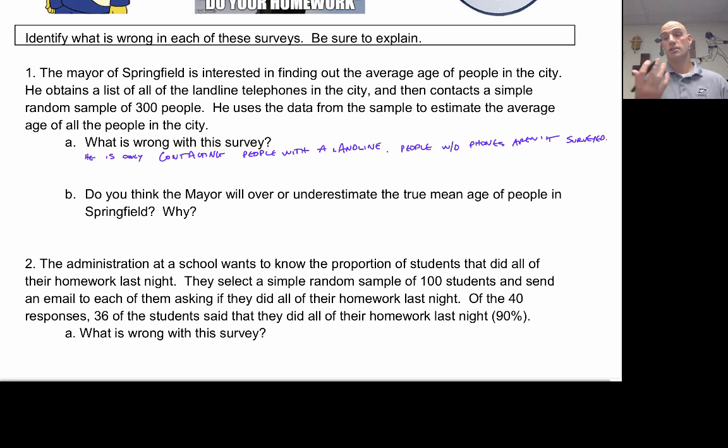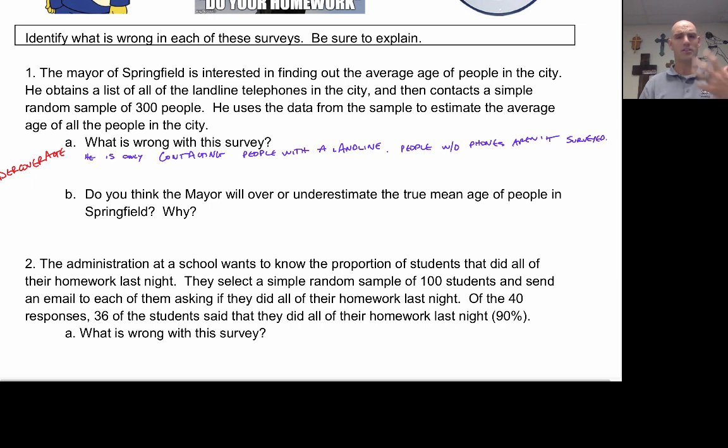I don't have a landline, so I wouldn't even be asked. And so maybe you said something like only older people have landlines. That may be a little bit of speculation, but at the very least, you have to say he didn't ask a big population of the people. This is what's known as undercoverage. And we're going to talk about what that means in a few minutes. But undercoverage is when you miss a part of the population that's representative of who you're trying to get information about.